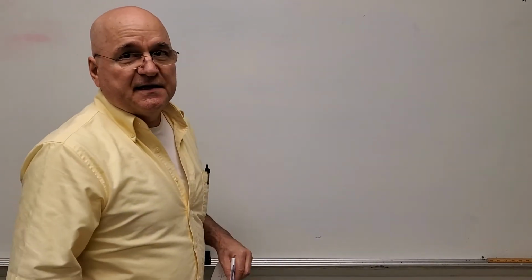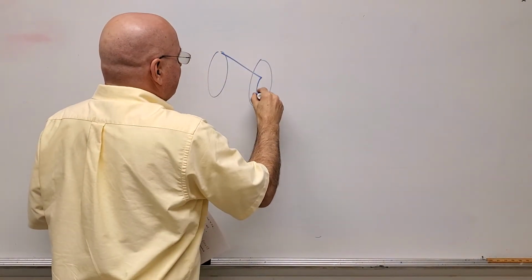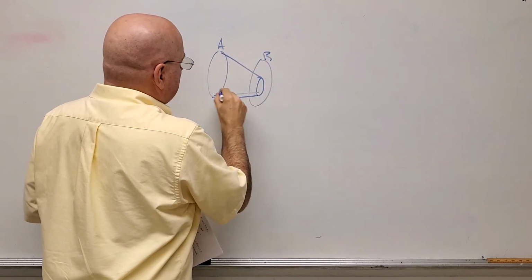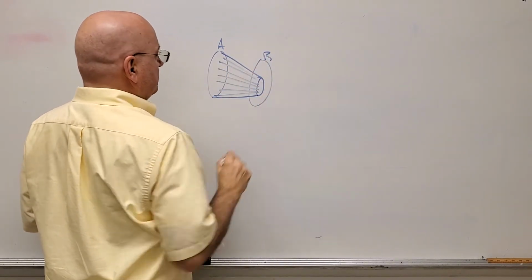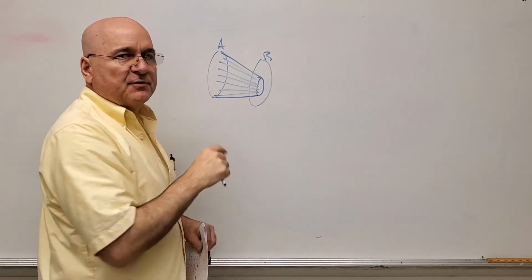I hope you were able to see that drawing. If not, it looks something like this. So A is mapping only into this subset of B. So that would not be a surjection.